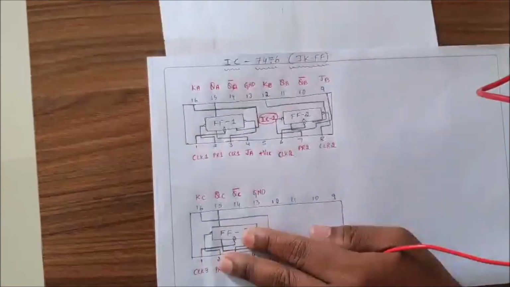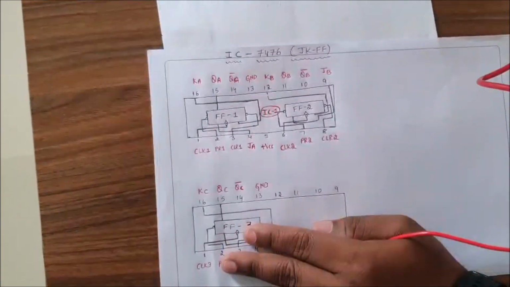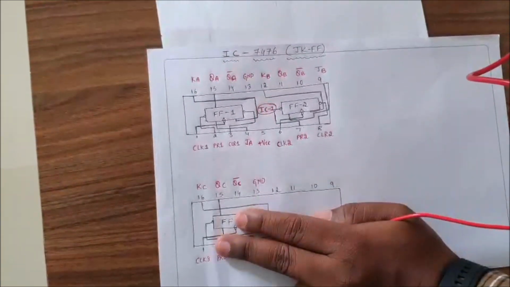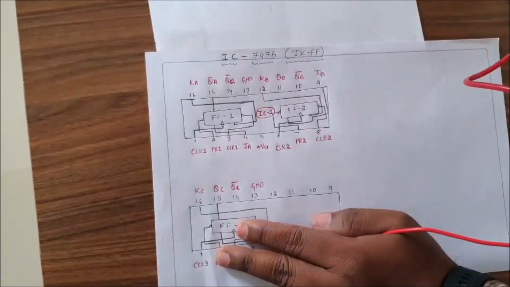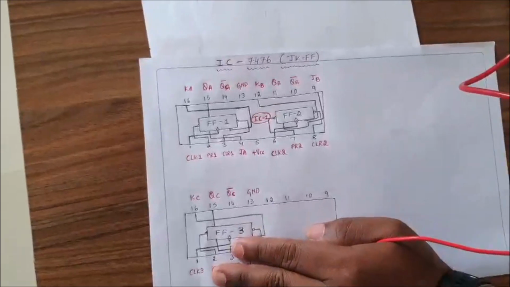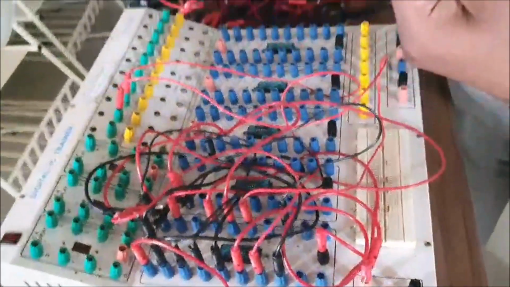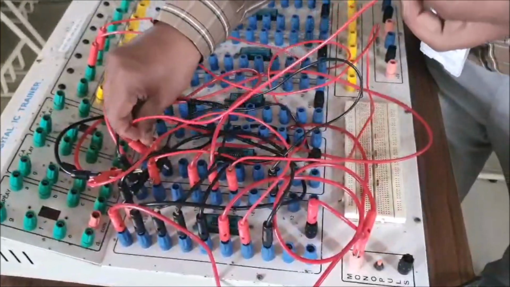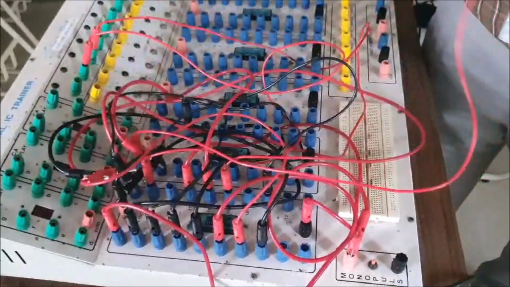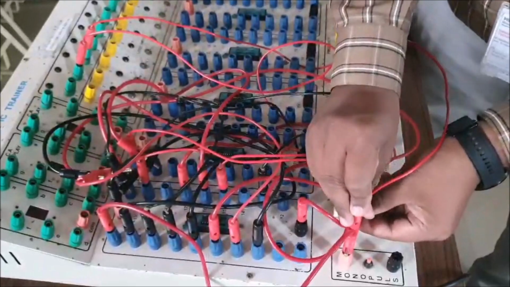Now I will take up the first connection, which means I will do the clock connection here. The first pin of IC2 of 7476 should be connected to the monopulse clock. I will take one patch cord. One end of the patch cord is connected to the first pin. Another end is connected to the monopulse clock.